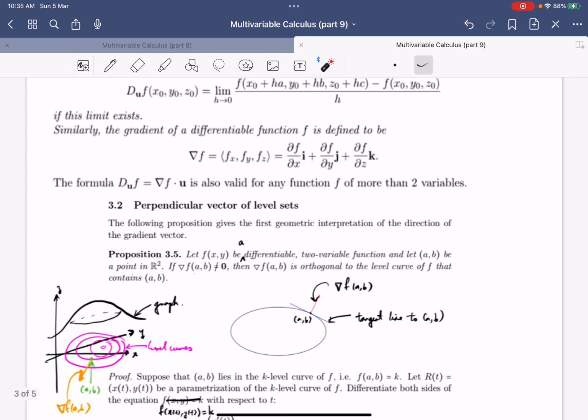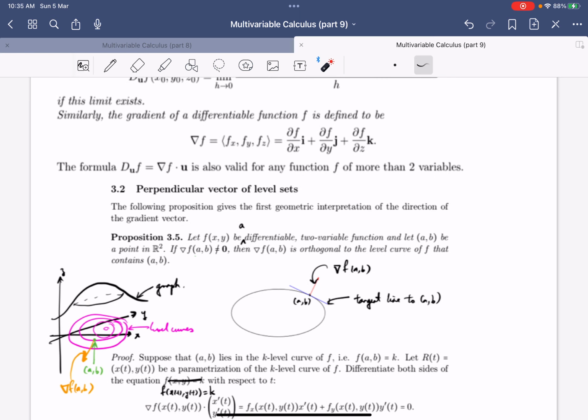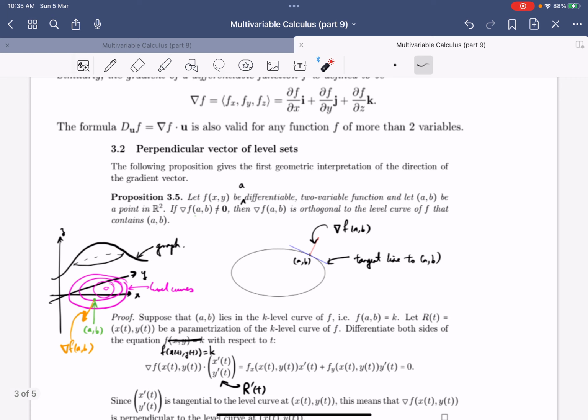Now we'll give a geometric interpretation of this gradient vector. One possible geometric interpretation is that the gradient vector is always orthogonal to the level set of the function. For example, let f be a differentiable function and (a, b) be a point in R2. If the gradient vector does not equal the zero vector, then it is orthogonal to the level curve.